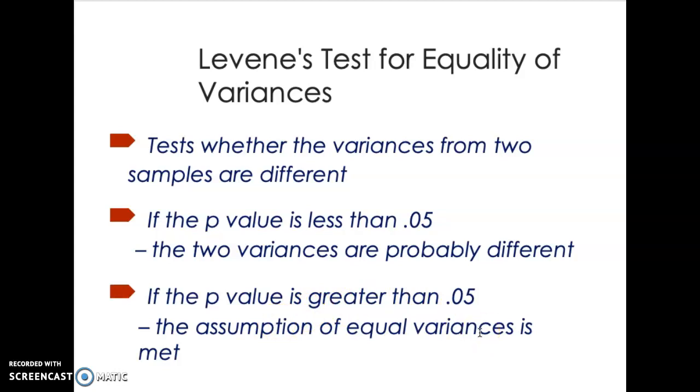So which one do we want? P-value less than 0.05 or p-value greater than 0.05? The answer is that the p-value should be more than 0.05, as it indicates that the assumption of equal variances is met.